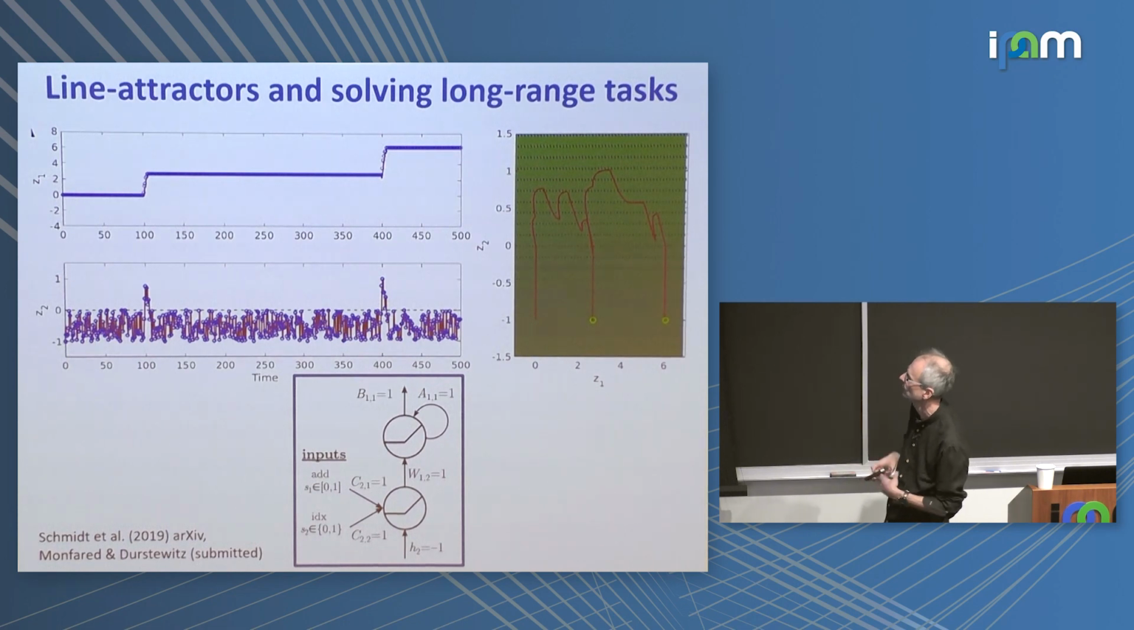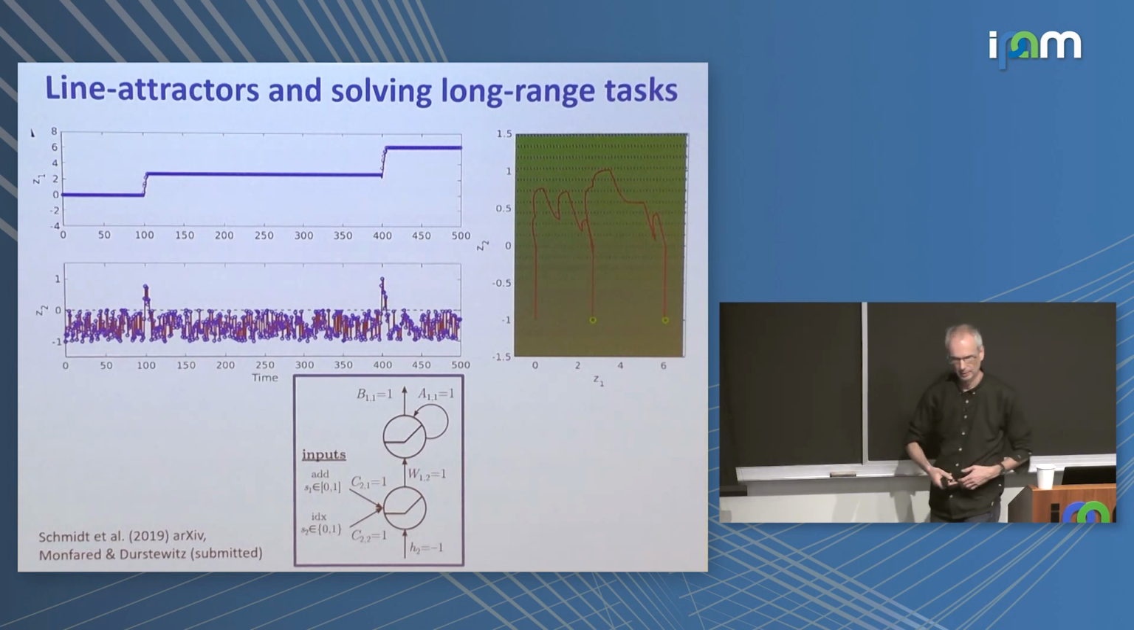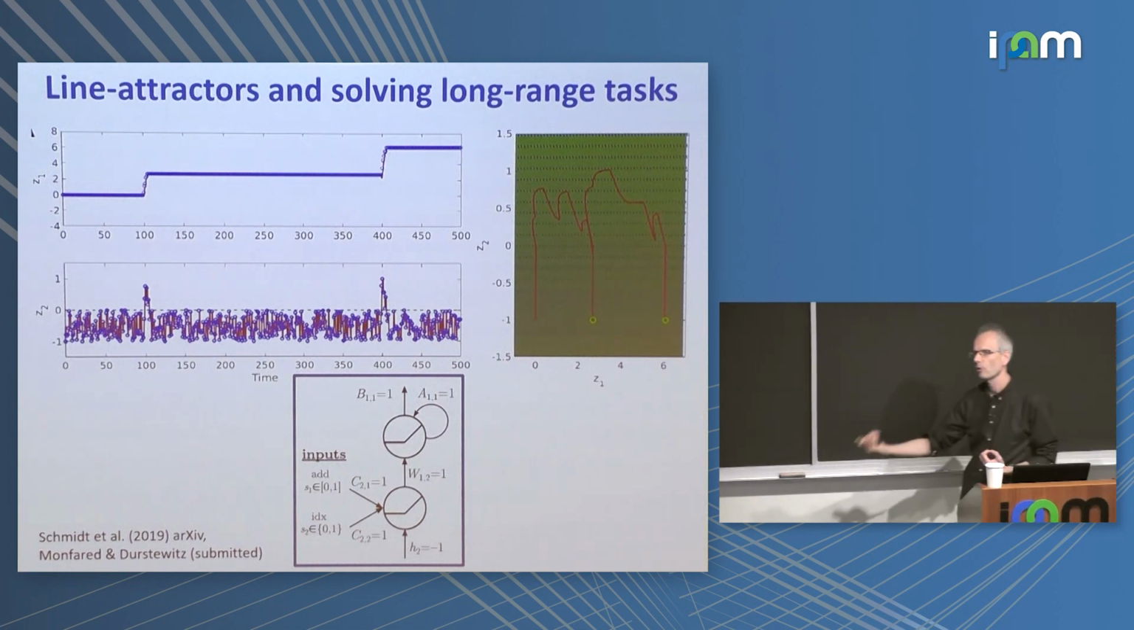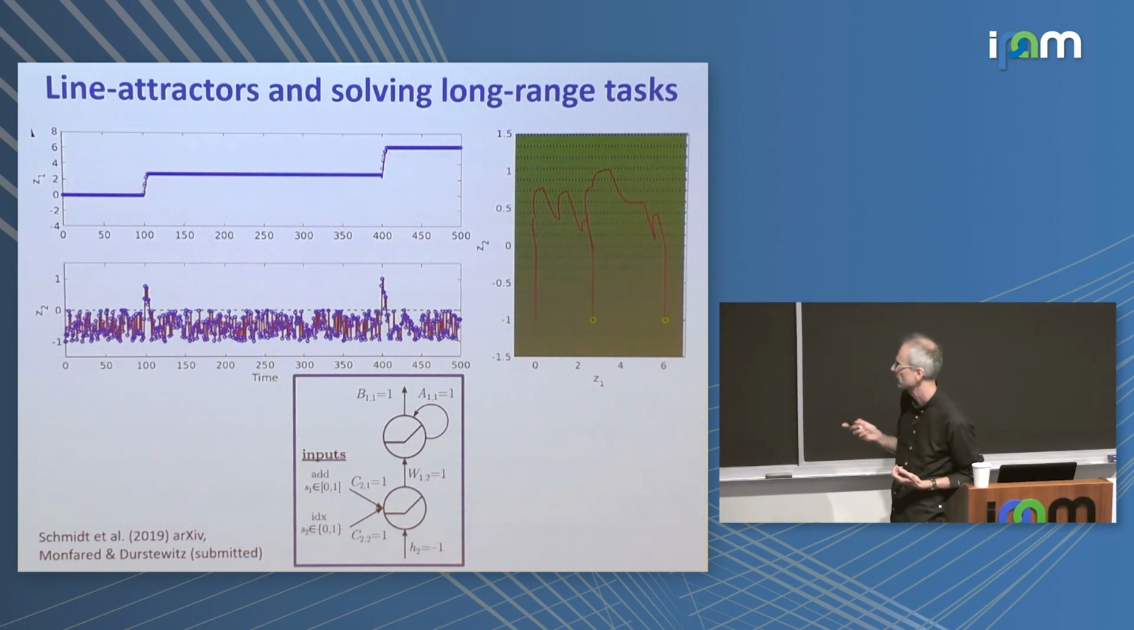So we'll transform that into continuous time. We'll do a state space. And then, so basically, inputs come, the system integrates them, stores them on the line attractor, integrates them, stores them on the line attractor. And that's the final result. Yeah, so it does really solve these problems by exploiting the line attractor properties.